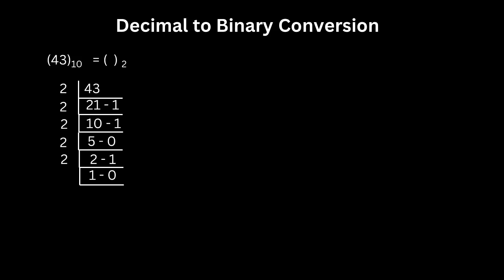Step 2. Now we write all the remainders from bottom to top. So the remainders are 1, 0, 1, 0, 1, 1. And that means 43 in decimal is 101011 in binary.